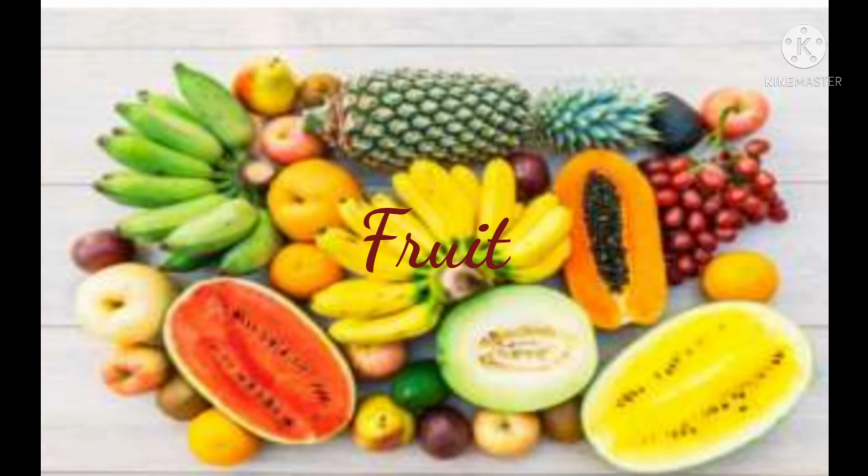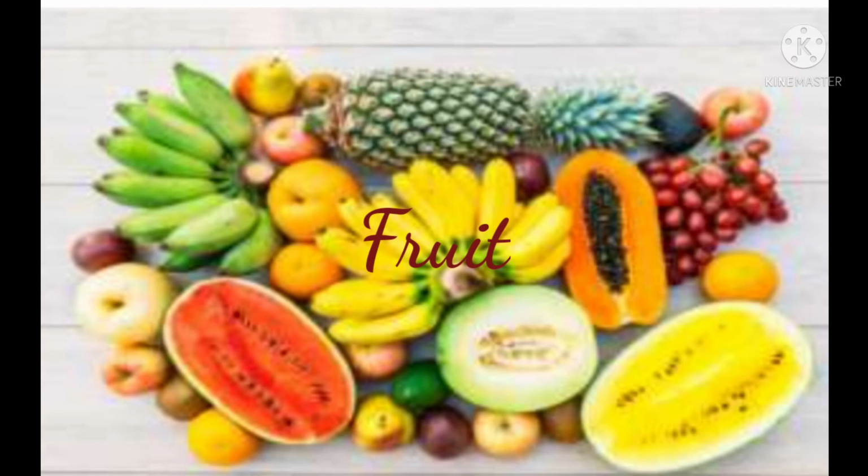Usually only the ovary grows to form the fruit. So this type of fruit is called what? True fruit. Otherwise, in some plants, parts of the flower other than the ovary also grow after fertilization and help to form the fruit. Such fruit is called what? False fruit.